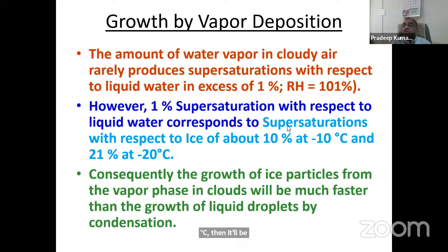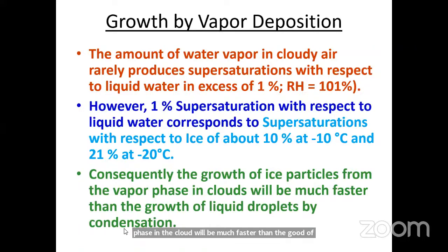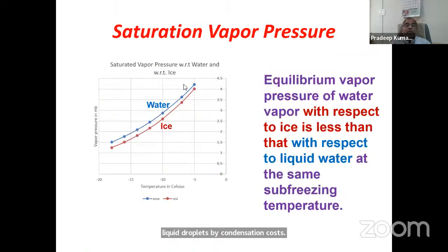And if it's 1% supersaturation with respect to liquid water at minus 20, then with respect to ice, it will be 21% supersaturated. So consequently, the growth of ice particles from vapor phase in the cloud will be much faster than the growth of liquid droplets by condensation process. So this has got an implication. I have plotted here the saturated vapor pressure, both with respect to water and with respect to ice.